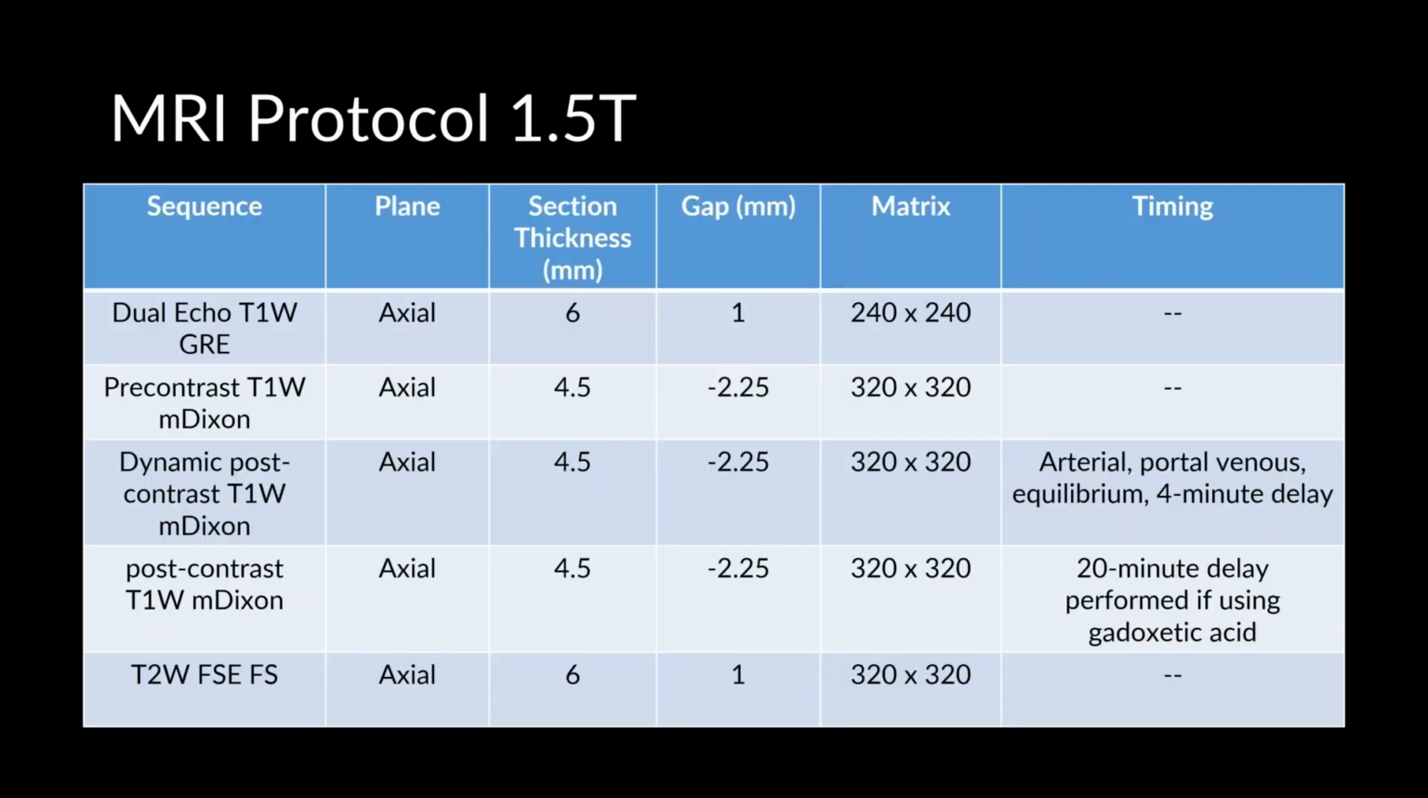As far as our protocol, it is basically a bread and butter MRI protocol, no new sequence, no extra hardware that is needed. So we have an in and out of phase T1, and then our pre and dynamic post-contrast T1 fat-sat images, optional delayed images for hepatobiliary agents, and then a T2 fat-sat sequence. So your basic liver mass protocol is needed.